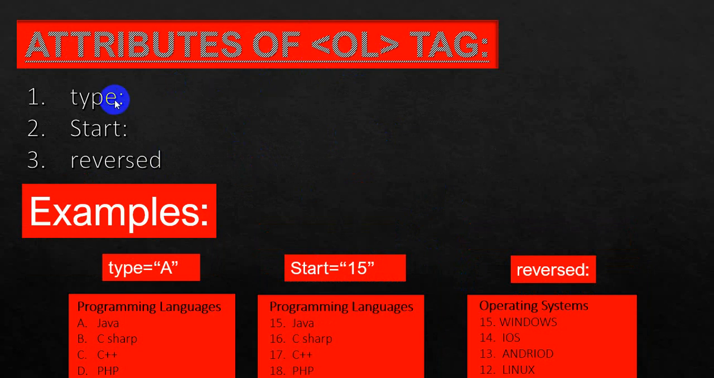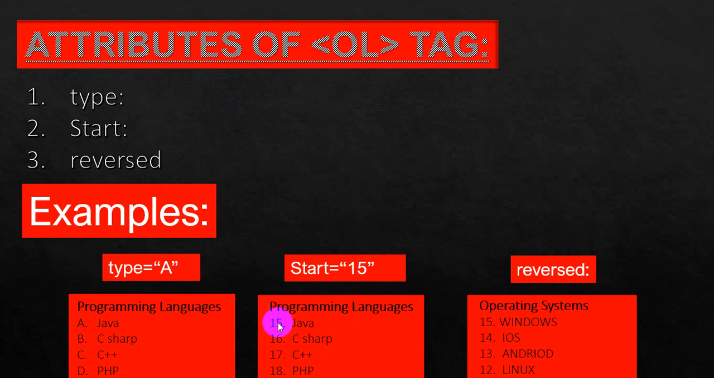Now the first attribute of the OL tag is type. What is meant by type actually? Type means which type, because I am talking about an ordered list, which means there is a certain numbering or a certain sequence. If you want to use the type attribute, the default value is number, like this.